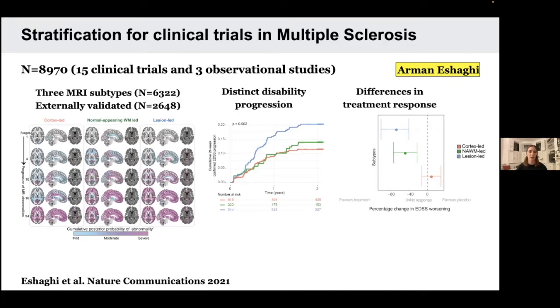So the first was a cortex-led subtype. The second was a normal appearing white matter-led subtype. And the final one was a lesion-led subtype. And these subtypes showed distinct disability progression patterns, with the lesion-led subtype having the highest risk of disability progression. And interestingly, the subtypes also showed differences in treatment response that couldn't be identified when you looked at the standard clinical groups for MS. And again, the lesion-led subtype showed the most positive treatment response in clinical trials.